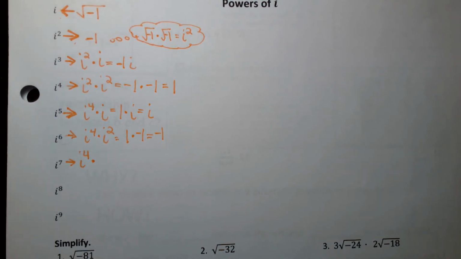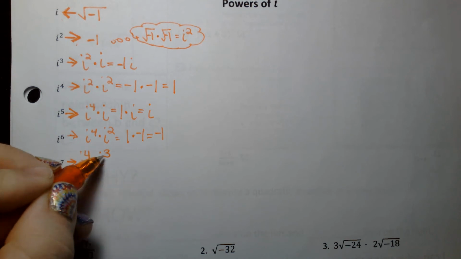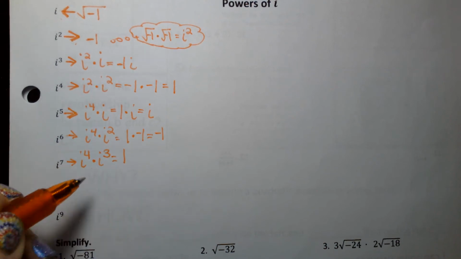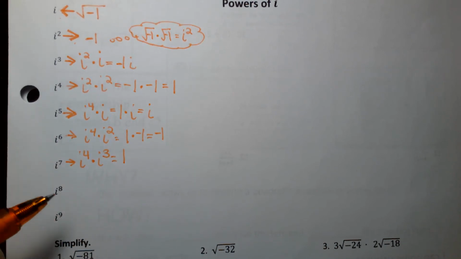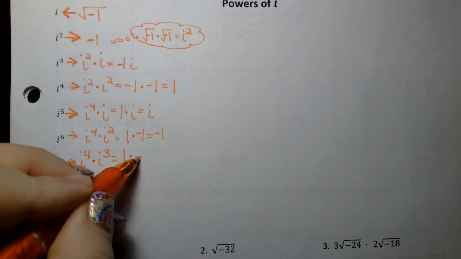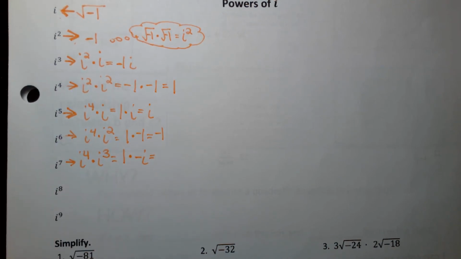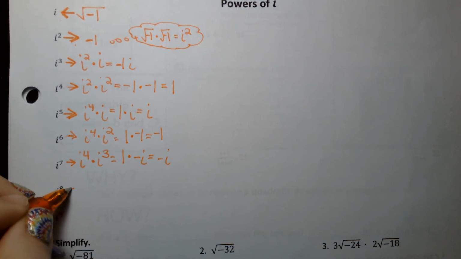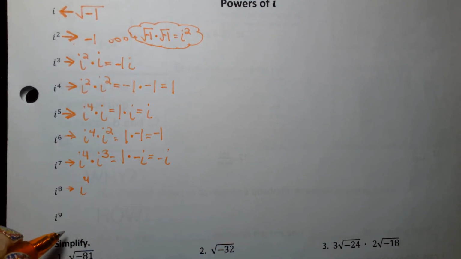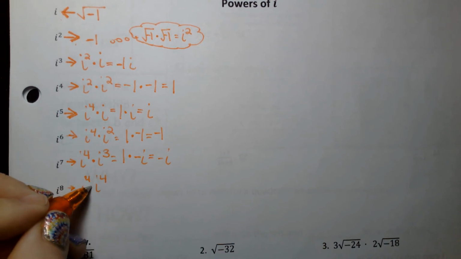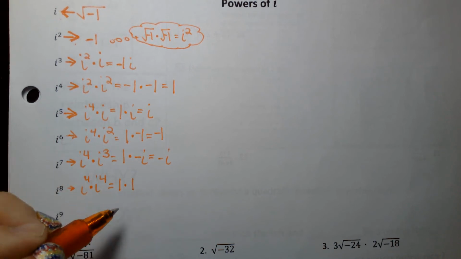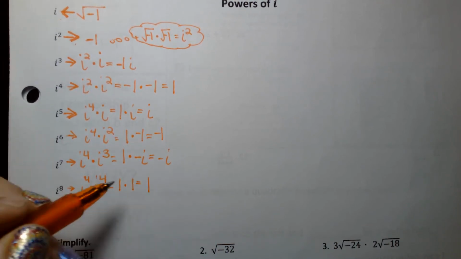i to the fourth, and I would need 3 more i's to get to 7. i to the fourth we know is 1. i cubed always equals negative i. 1 times negative i is negative i. How about i to the eighth? That's i to the fourth, and I still need another i to the fourth, which means I have 1 and another 1. So i to the eighth simplifies down to 1.